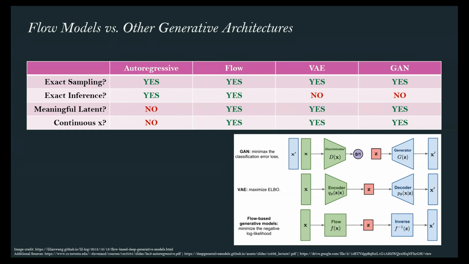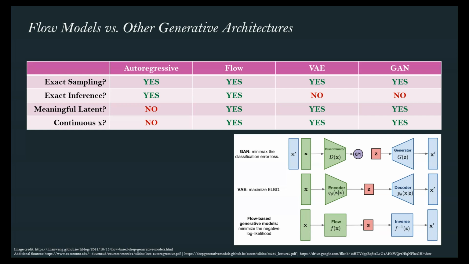For one, if we're doing generative architectures, we want to have exact sampling, right? Which is to say, if I sample from some latent space or do sampling somehow and run this through the architecture, I want to be able to get an exact sample that corresponds to that input, right? And all of these do that. These are generative architectures by their nature. So that's cool. But then what do I mean by exact inference?